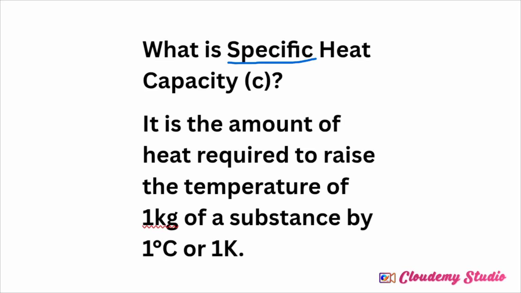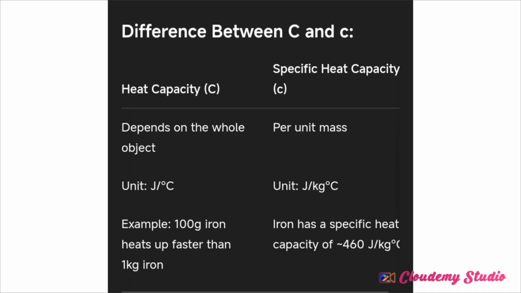The key difference is that this is for 1 kilogram of a substance. That's why it's called specific. The other one is just the total body. So the key difference between them is the unit. The unit here is joules per kilogram per Kelvin or per Celsius, while the other is just joules per Kelvin. So this one includes mass. Mass is very, very important in this one. So let's continue.